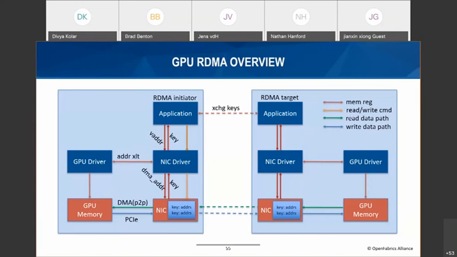Looking at the left side of the picture, the red path is the memory registration path. The application gives the virtual address to the NIC driver, and the NIC driver tries to translate that address into a DMA address to program the NIC. For GPU memory, the NIC driver cannot do that directly because regular operating system calls, like get_user_pages, cannot do that for GPU memory. So the NIC driver needs to talk to the GPU driver in some way to get the address information so it can program the NIC.